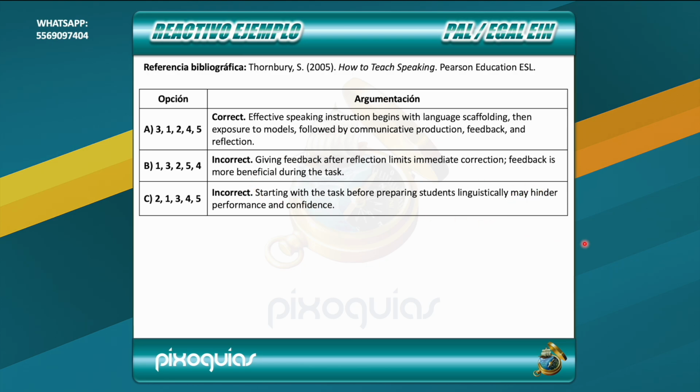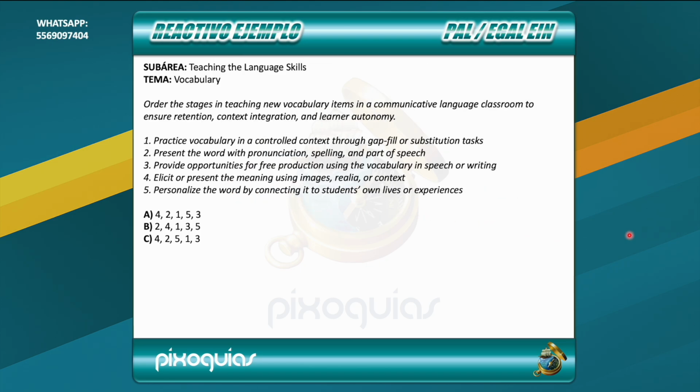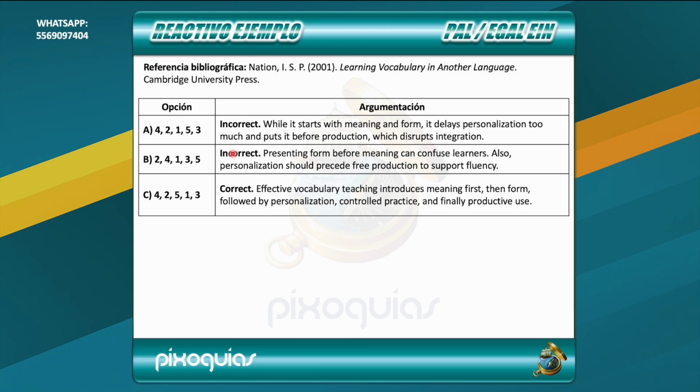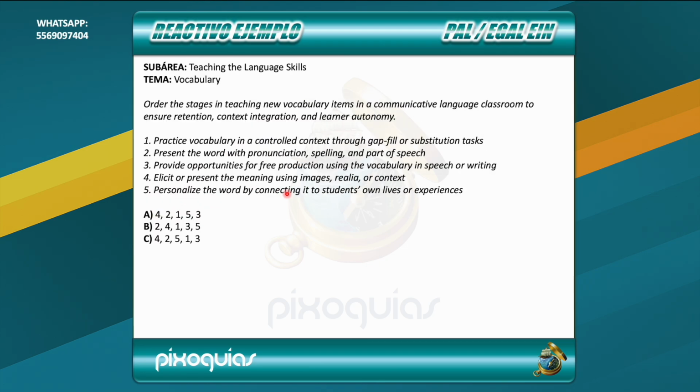So, the next and the final exercise of this section is from the sub-area Teaching the Language Skills with the topic Vocabulary. Order the stages in teaching new vocabulary items in a communicative language classroom to ensure retention, context integration, and learner autonomy. So, we see that the correct answer is C, this 4, 2, 5, 1, and 3. So, let's check it out.